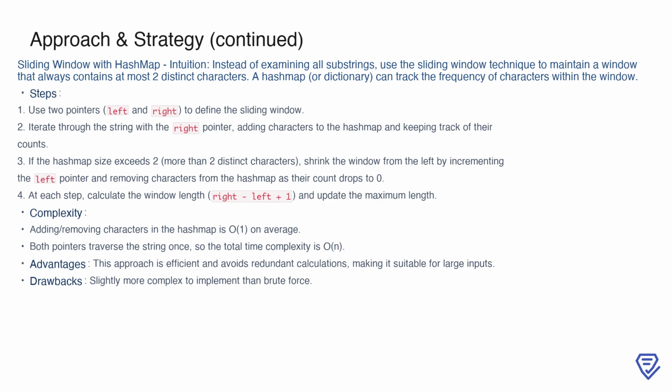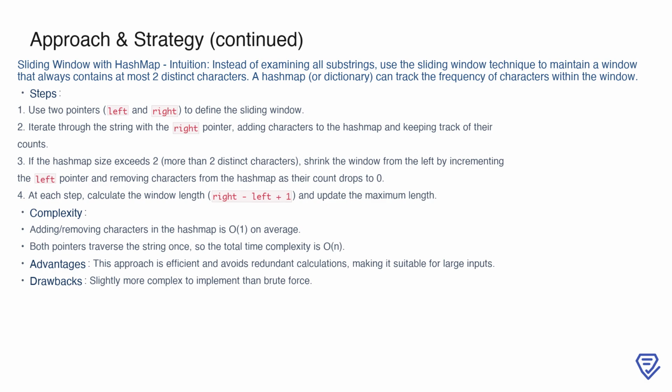A more efficient strategy is to use the sliding window technique combined with a hash map. This approach eliminates the need to examine all substrings by dynamically maintaining a window that contains at most two distinct characters. The key idea is to use two pointers, left and right, to define the bounds of the window. As the right pointer moves through the string, we add characters to the hash map and update their counts. If the hash map contains more than two distinct characters, we shrink the window by incrementing the left pointer and removing characters from the hash map when their count reaches 0.